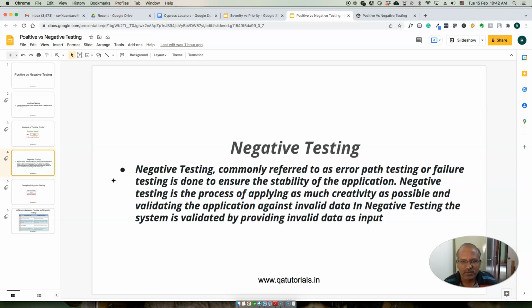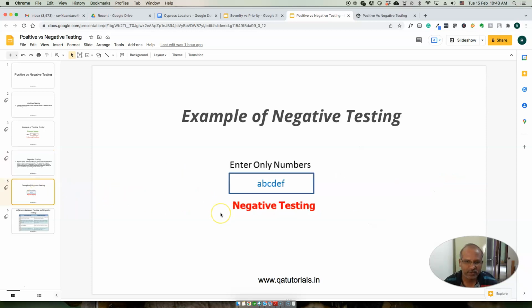In negative testing, you have to use some creativity and validate the application, because you can design invalid data in different ways. If you take age, for negative testing, if you give alphabets for age, that is invalid testing.